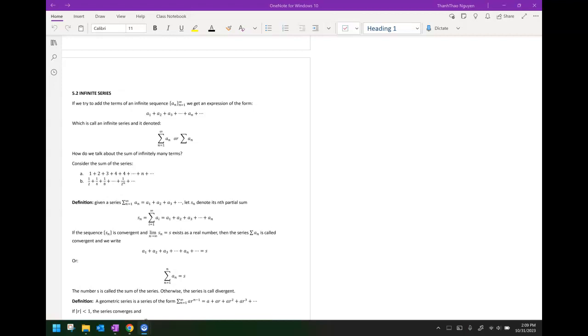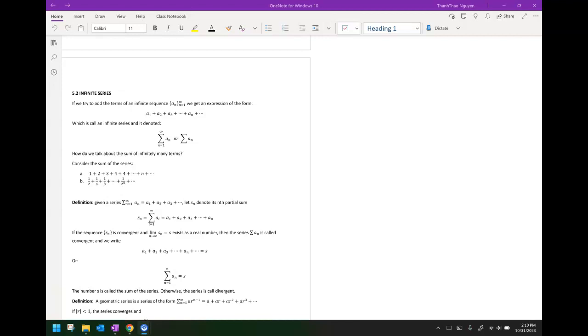Infinite series. If we try to add the terms of an infinite sequence a sub n for n equal 1 to infinity, we get an expression of the form a sub 1 plus a sub 2 plus a sub 3, and we keep on continuing adding, which is called an infinite series and is denoted as the sum of n equal 1 to infinity of a sub n, or just the sum of a sub n.